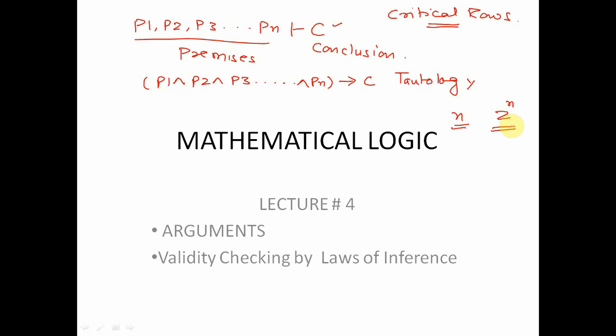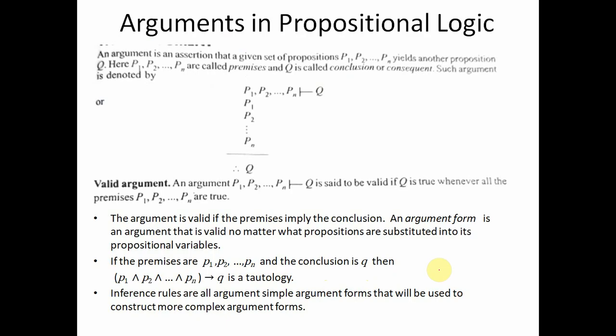And as n becomes more, making a truth table to check the validity of the argument becomes more and more impractical. We have to use the second method of checking the validity of an argument, that is by using the laws of inference. Let's start. So again, a quick recap. An argument is an assertion that a given set of propositions P1, P2 up to Pn yields another proposition Q. These are called the premises and Q is called the conclusion.